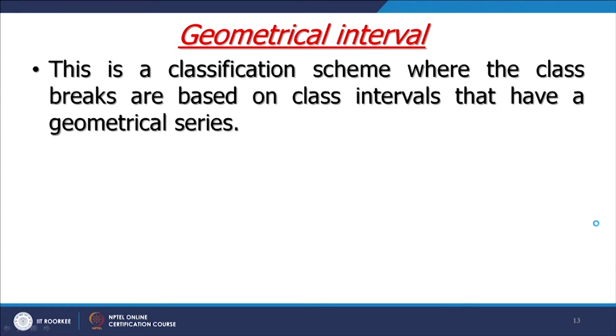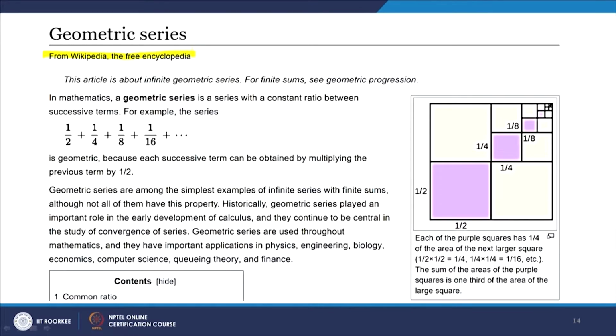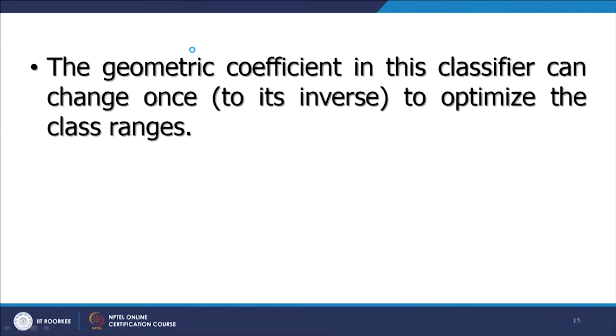In this geometrical classification method, the class breaks are placed on class intervals that have a geometrical series. So, using that geometrical series we can classify. Here on the left image, what you are seeing is the original input digital elevation model, and when we perform this geometrical classification we get a result something like that. So, different classification methods will produce different results. If anybody is interested to know more about the geometric series and how it has been implemented, you can find details even in Wikipedia, and this is of course based on the mathematical geometric series, which has been implemented into GIS.